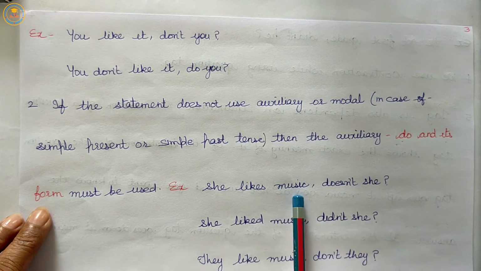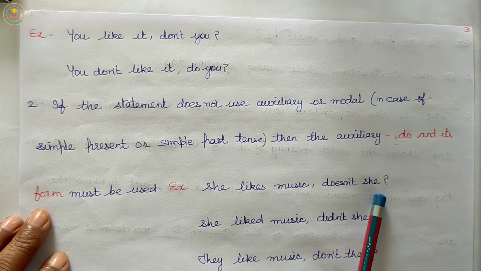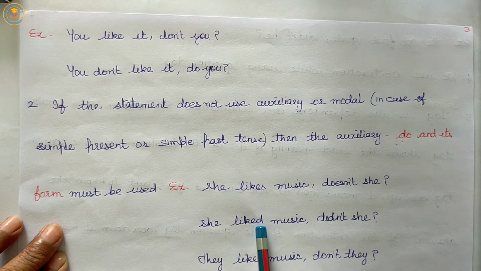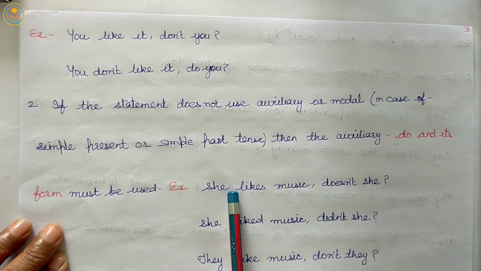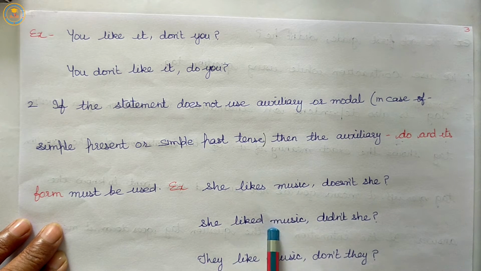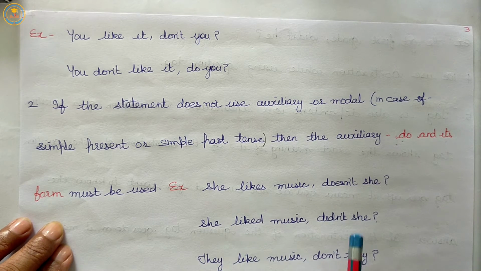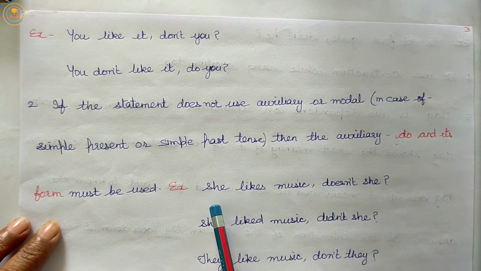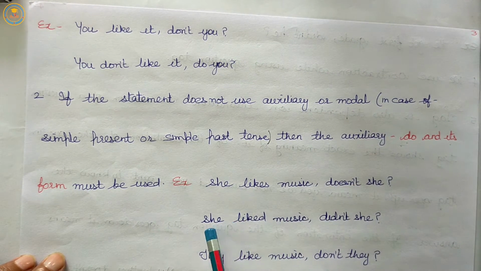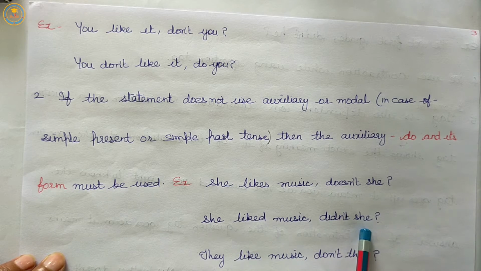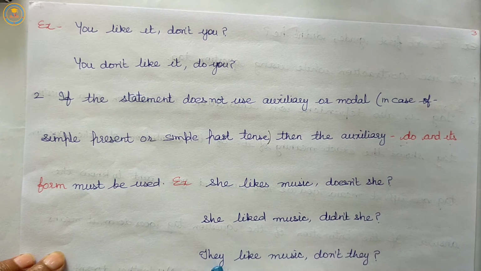Here, she likes music, doesn't she? Question mark. She liked music, didn't she? Question mark. According to the tense, simple present, simple past. They like music, don't they? So we will use do and its form according to the given subject. So the example is she likes music, doesn't she? She liked music, didn't she? We will put a question mark here. They like music, don't they? Question mark.